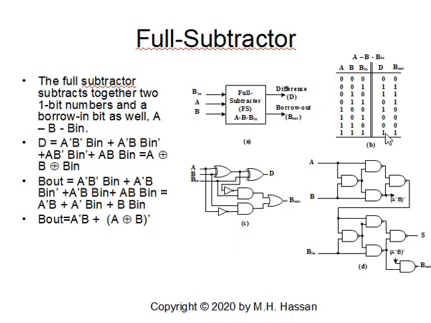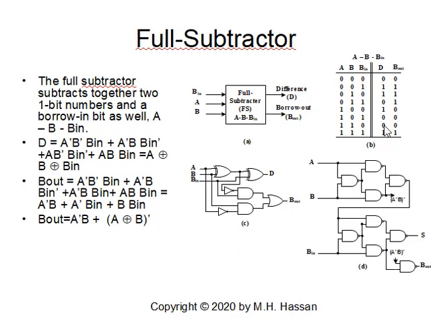As an example, if we take the last one, 1 minus 1 is 0. Minus 1, we cannot do it, so we have to borrow 1. If we borrow 1, we get 10 minus 1. So you'll get the difference 1, and the borrow out is 1, the last line. And you can check all the lines similarly.